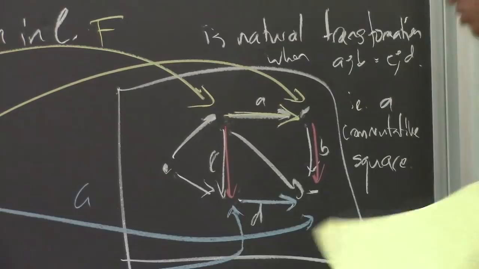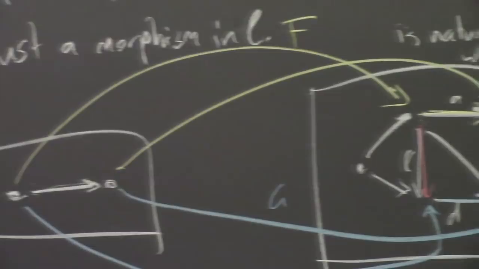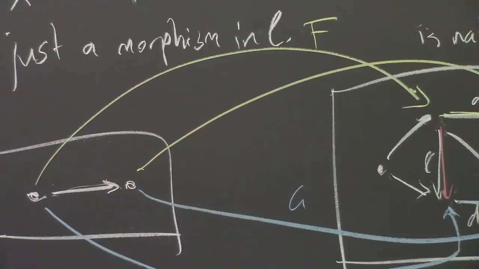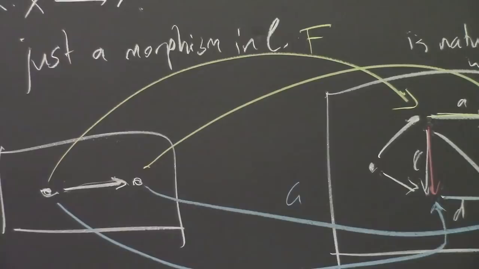Does it have to be a unique way that you go from yellow to blue? Or can there be two natural transformations? So the natural transformation is a name of a way to go from yellow to blue. So there can be many natural transformations between two functors. And yeah, in fact, that's what I'm just going to get to briefly.